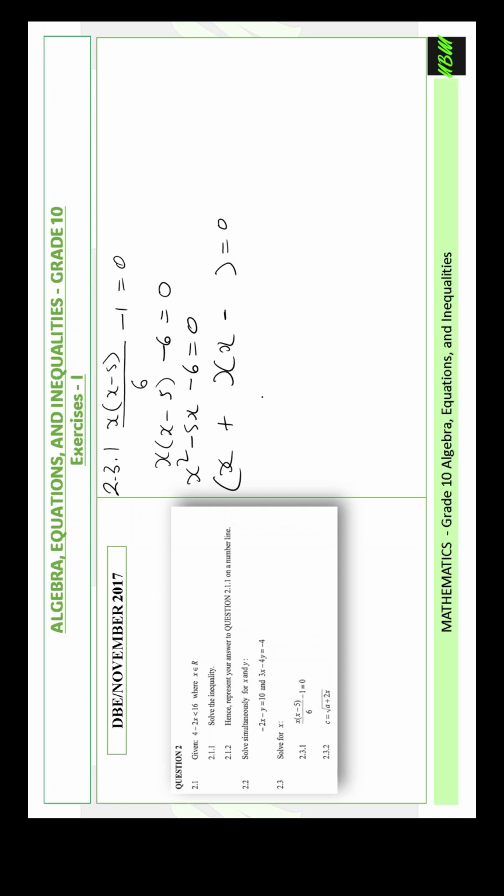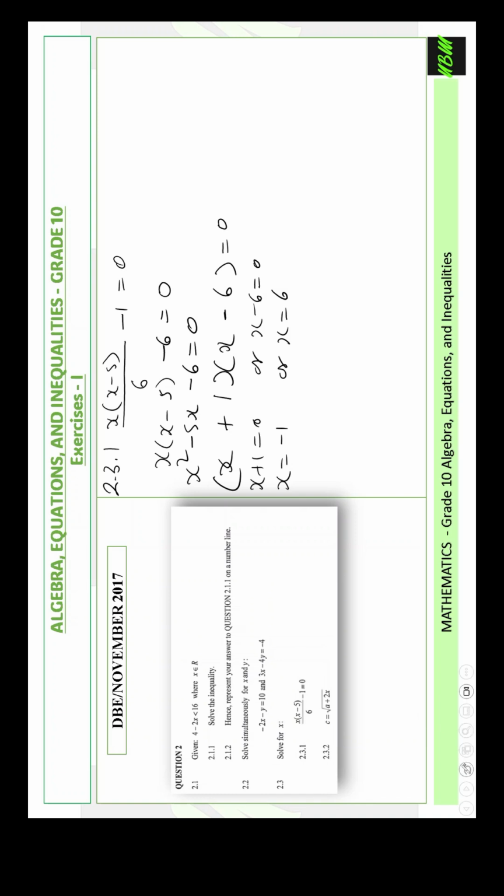Then that will be what? Negative 6 and 1. Minus 6 plus 1 will give us minus 5, and minus 6 times 1 will give us negative 6. So 6 will come this side, and then 1 will come this side. And then from there, equate each factor to 0: x plus 1 equals 0, or x minus 6 equals 0. Solve for x. x will equal negative 1, or x will be equal to positive 6.